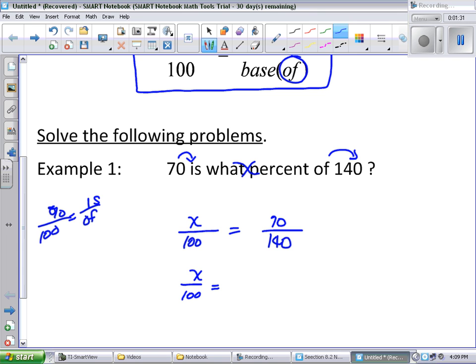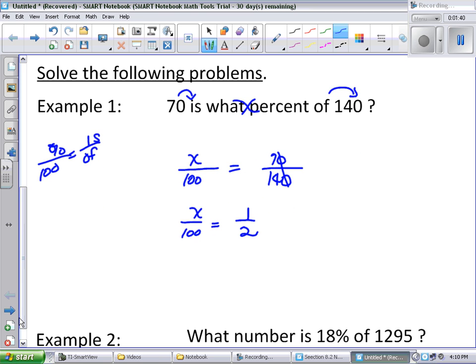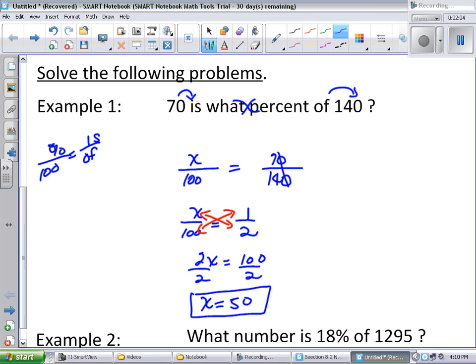Now if you happen to notice the 70 over the 140 will reduce to 1/2, this problem would be real easy to solve. We won't need a calculator if we keep that in mind. So now I'm going to cross multiply. And I will have 2x is equal to 1 times 100, which is 100. And if I divide both sides by 2, I'll have x is equal to 50. X is equal to 50. 70 is what percent of 140? 70 is 50% of 140.